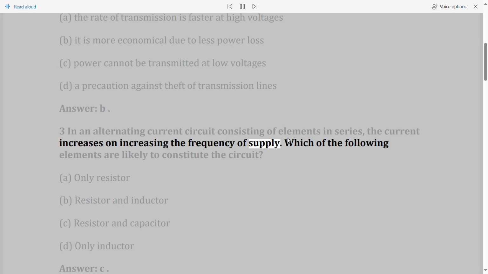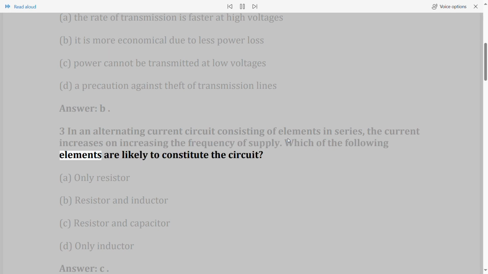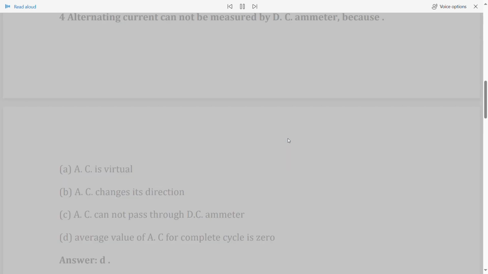3. In an alternating current circuit consisting of elements in series, the current increases on increasing the frequency of supply. Which of the following elements are likely to constitute the circuit? A, only resistor; B, resistor and inductor; C, resistor and capacitor; D, only inductor. Answer C.